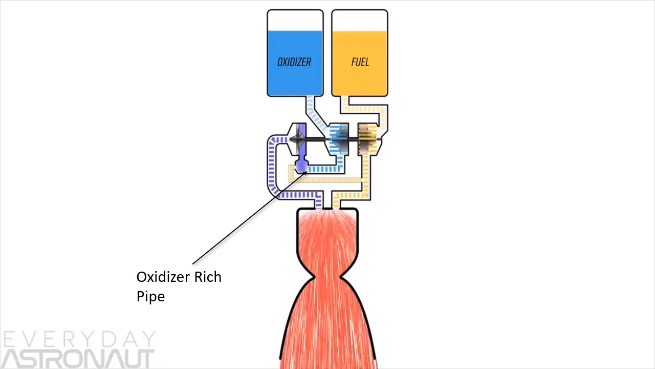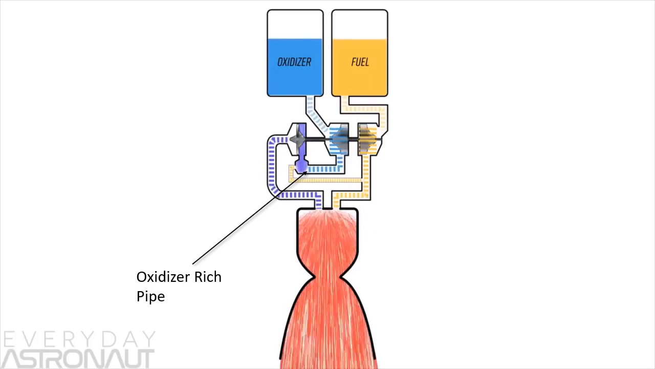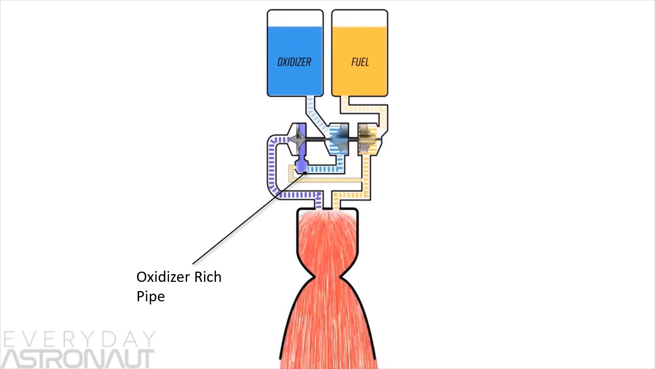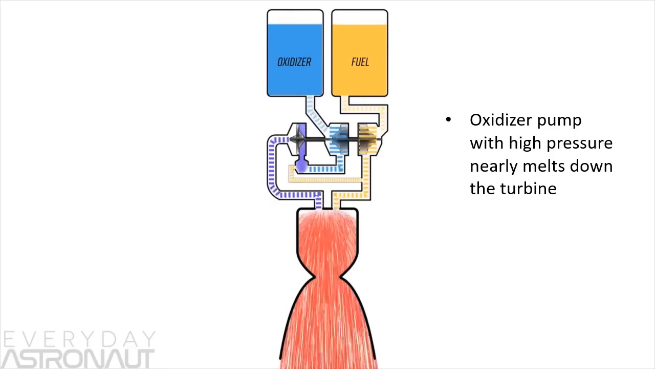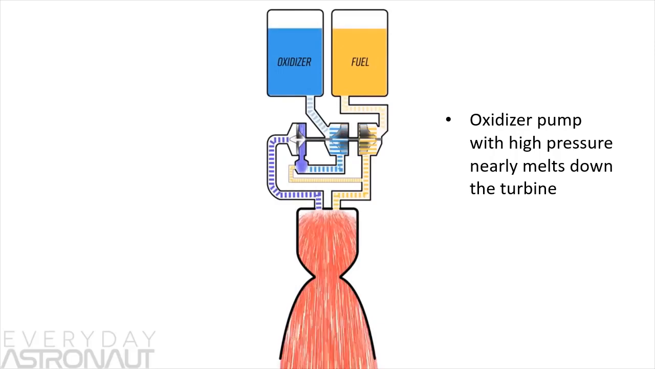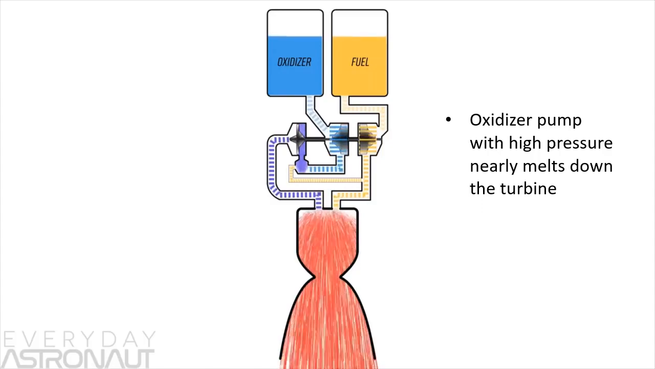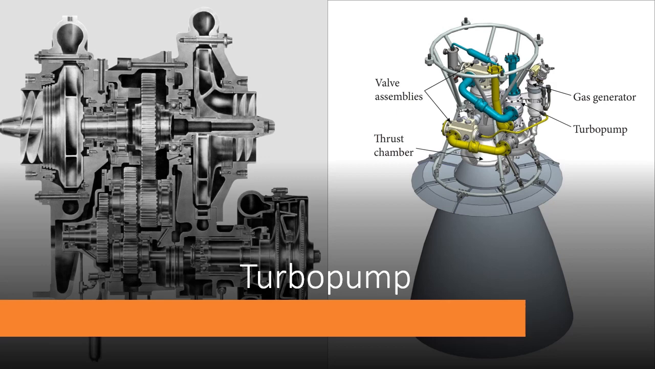You can see the half of the oxidizer that was not used is getting into the combustion chamber and it's getting mixed with most of the fuel. So it is a very good design. But it created a new problem. The oxidizer pump with high pressure nearly melted down the turbine. Turbo pump. There are gears. So whenever an oxidizer rich cycle is used, this gets burned due to the oxygen.